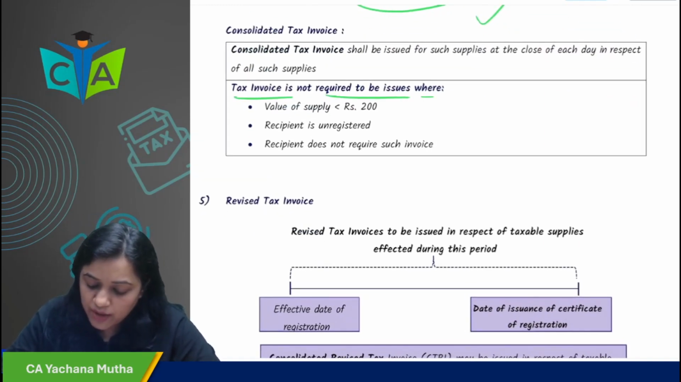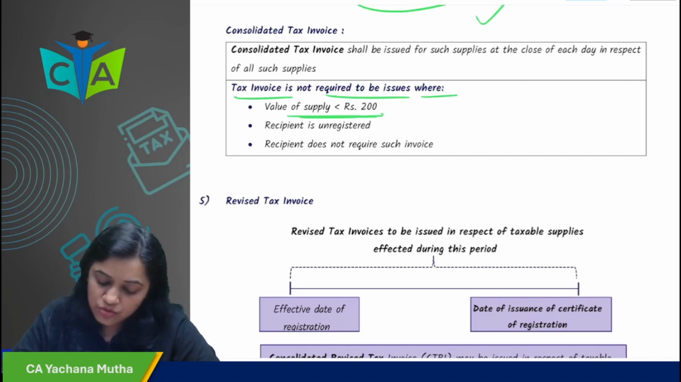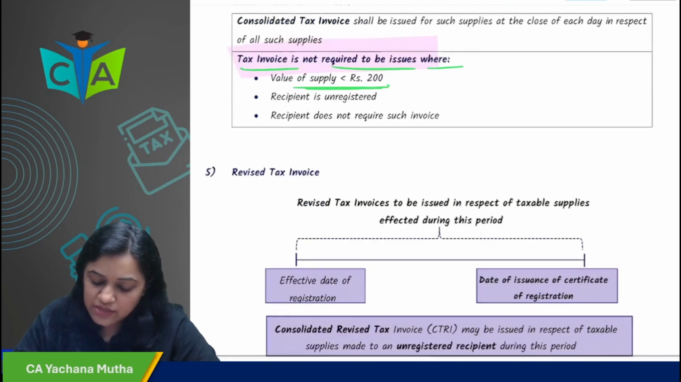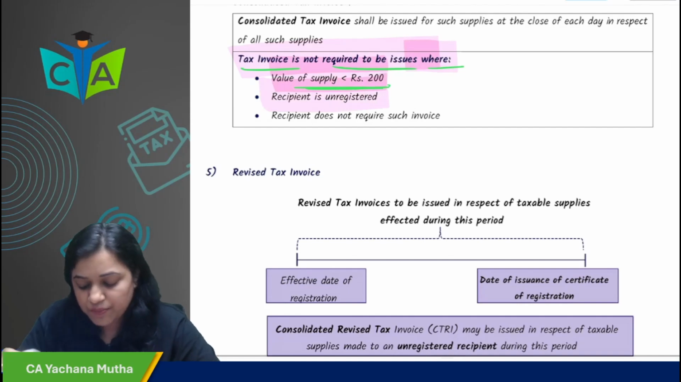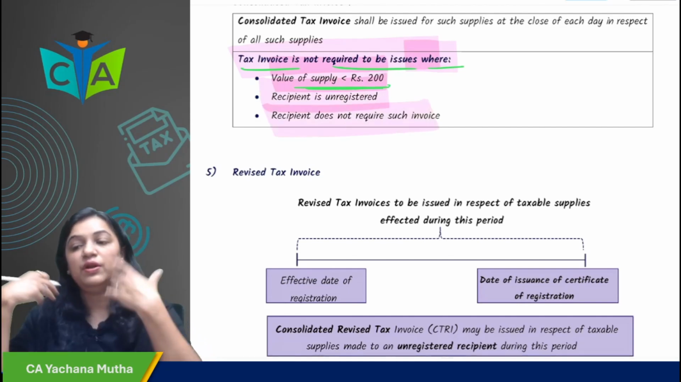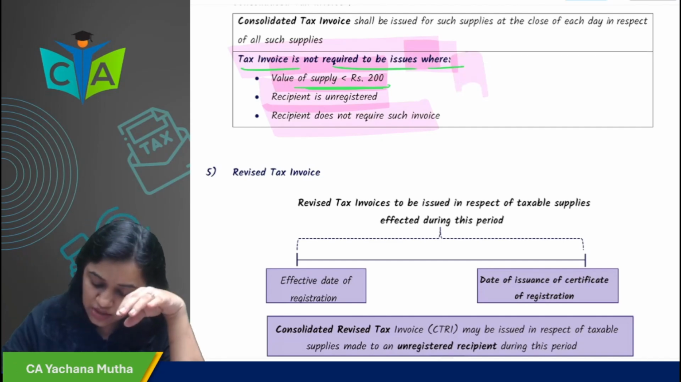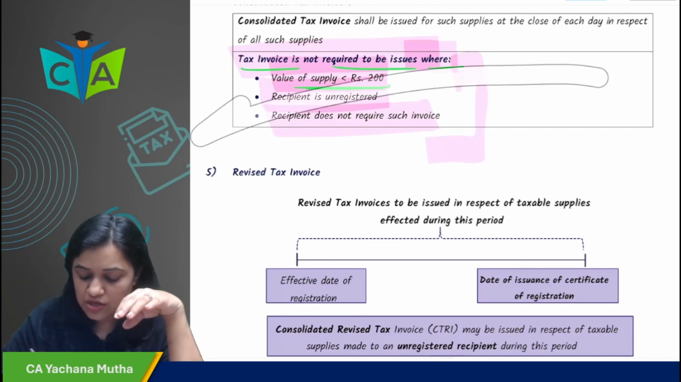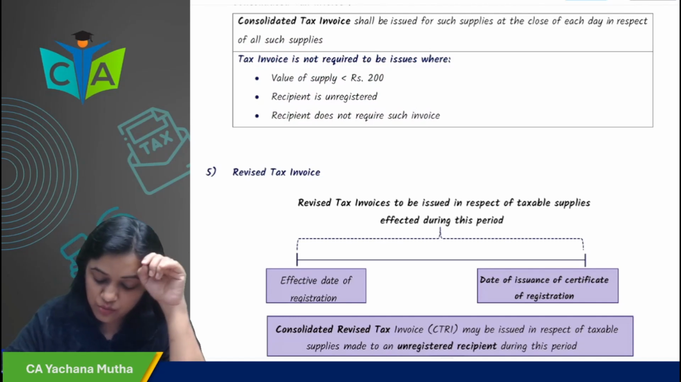A tax invoice is not required to be issued where the value of supply is less than 200, or the recipient is unregistered, or the recipient does not require such an invoice. If these three conditions are satisfied, at the close of each day which document will you issue? A consolidated tax invoice.